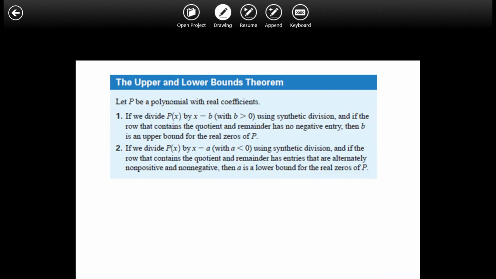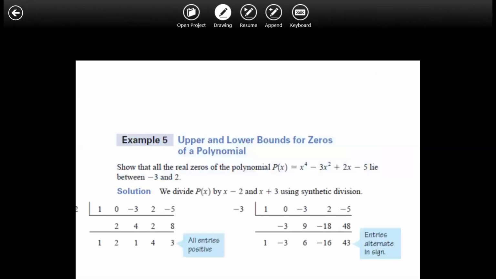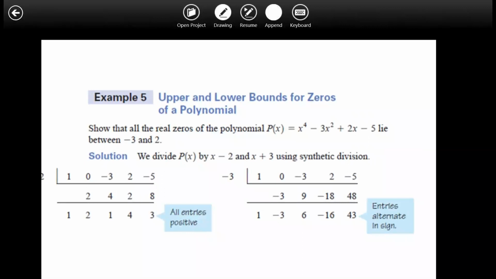This is what we're going to look at. Copy down this example here, and we're going to kind of explain it. Okay.